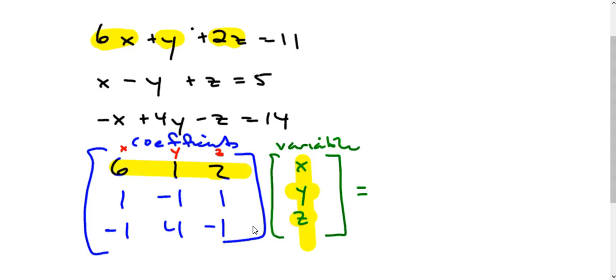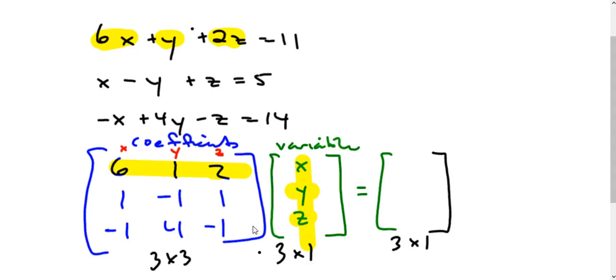Now what should that equal? Since we're taking a 3 by 3 times a 3 by 1, what we should get is a 3 by 1. And this 3 by 1 is going to equal our solutions. So this is going to be our solution matrix, and I'll put that here. What we have is 11, 5, and 14.